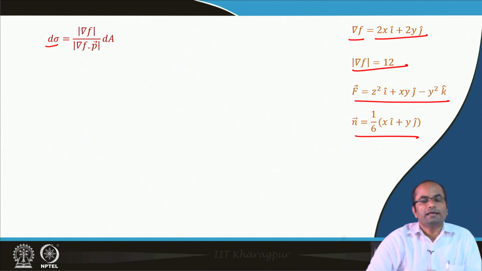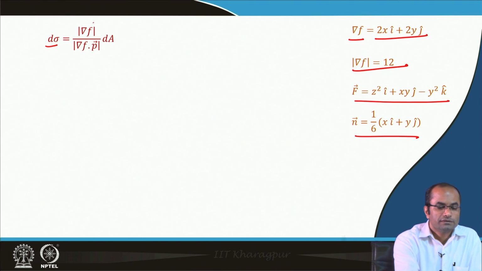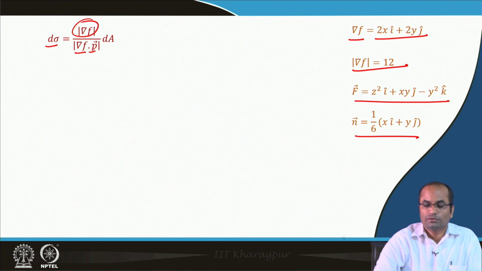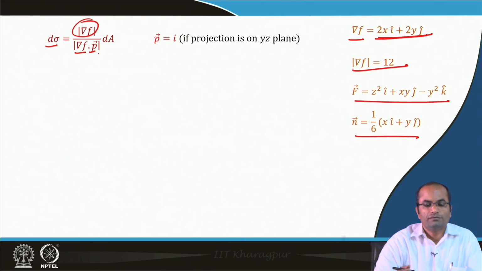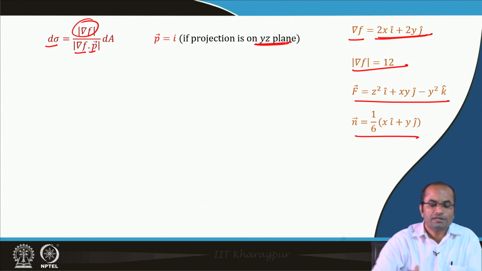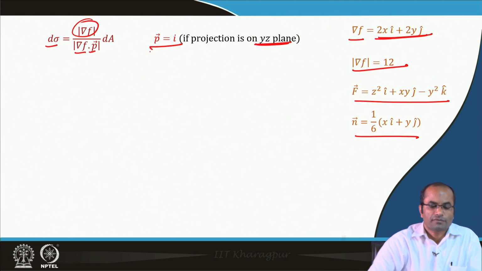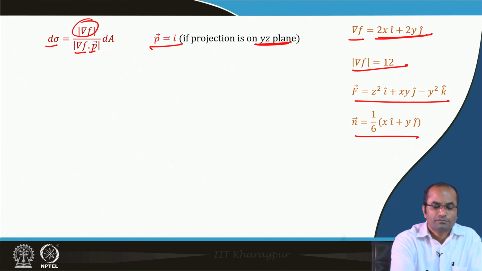So, d sigma, that element on the surface, we can evaluate here using the gradient f and p. So, this gradient f is 2x i plus 2y j, and the p. If we take the projection on the yz plane, that means the p will become i. We can do it on the xz plane as well, but it does not matter. So, we have taken here the yz plane, the p is i. So, this p is given now.